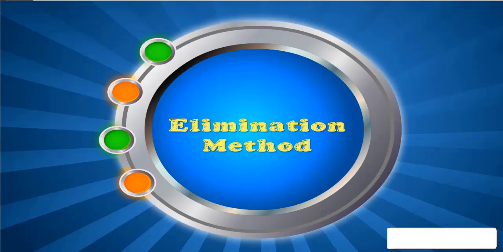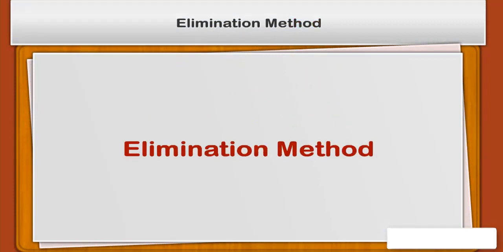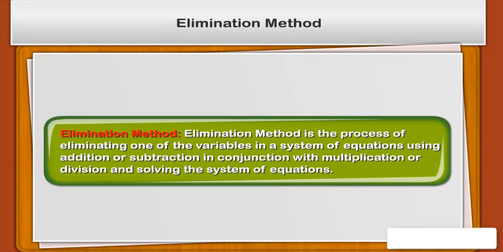Elimination method. Now we will learn elimination method of solving pair of linear equations in two variables. Elimination method is the process of eliminating one of the variables in a system of equations using addition or subtraction in conjunction with multiplication or division and solving the system of equations. This method is sometimes more convenient than the substitution method. Let us see how elimination method works with an example.